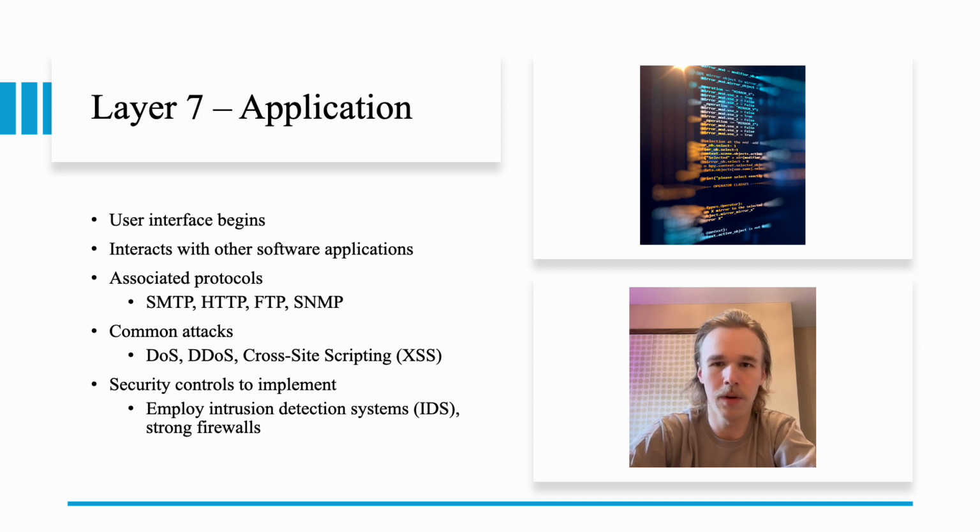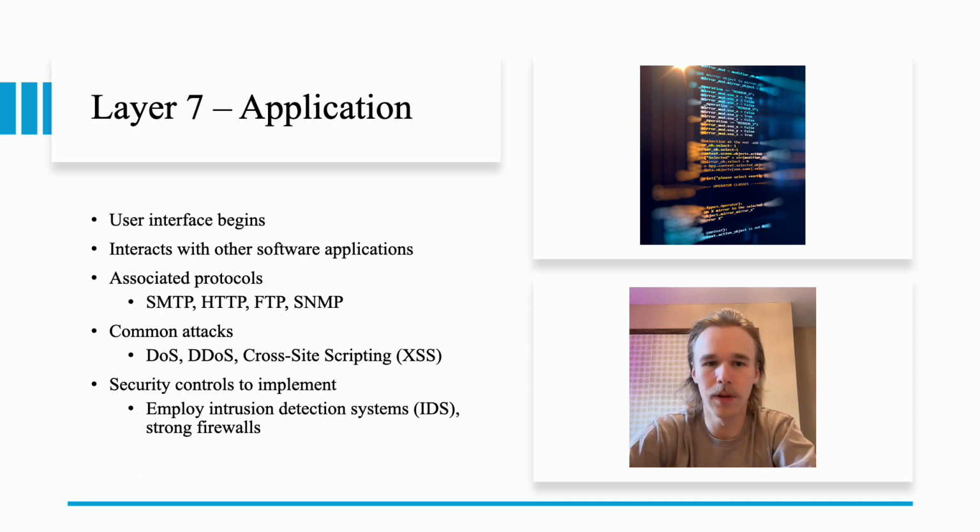Here, we have some protocols that should look fairly familiar, most of which revolve around email, such as SMTP, FTP, SNMP, and then there's HTTP for web browsing. These are all the protocols that are mainly used to communicate. Some attacks we start to see in this layer are mainly DOS attacks, with distributed denial of service attacks occurring as well against web servers.